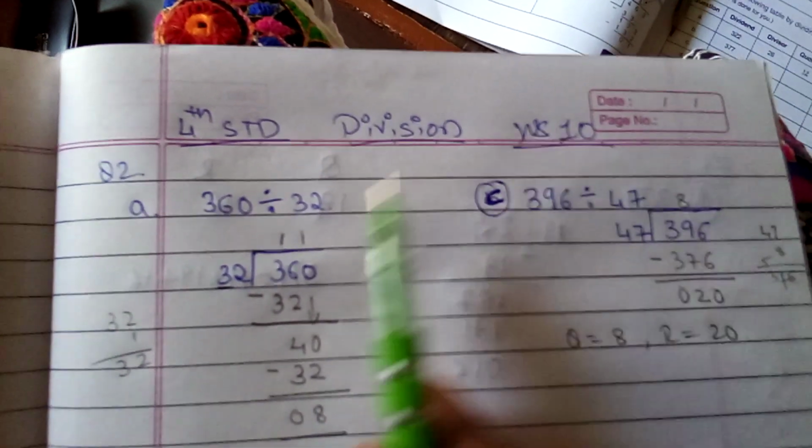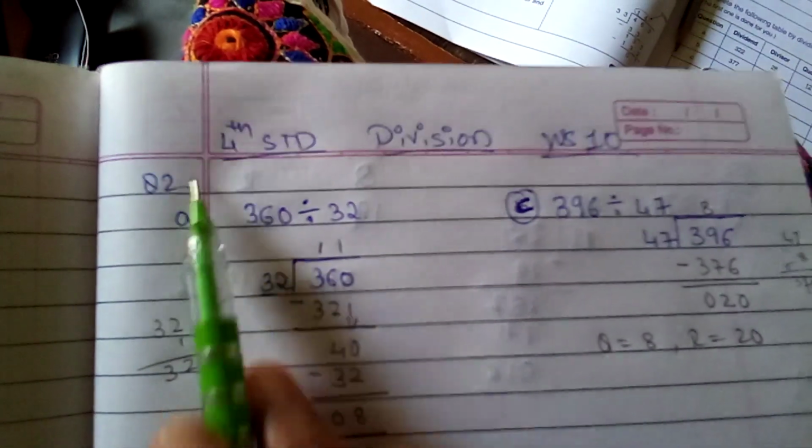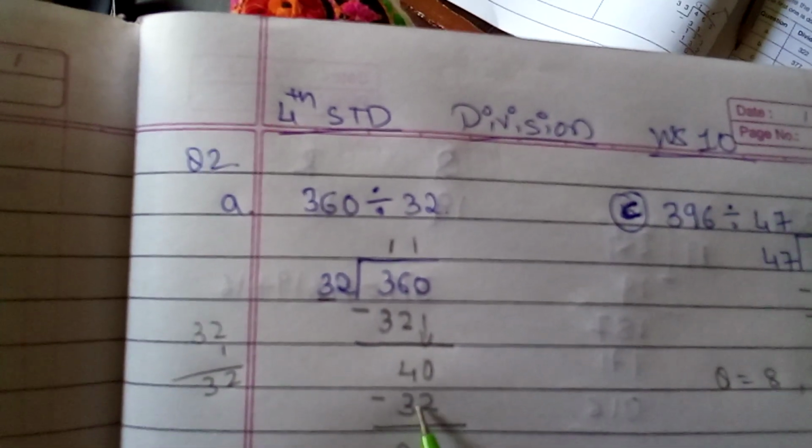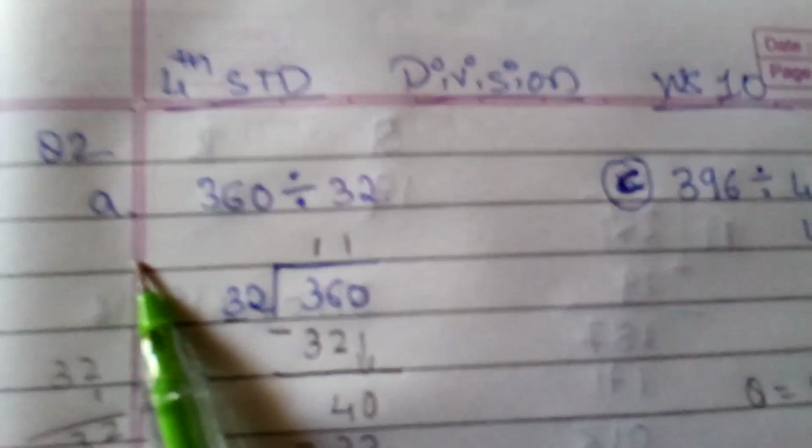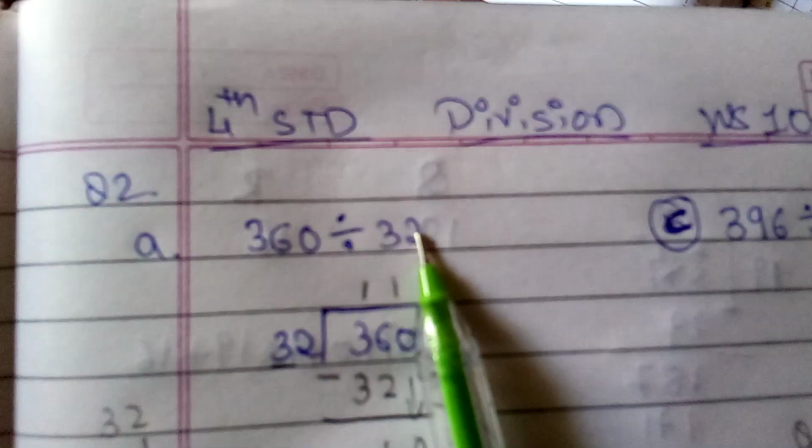Today's worksheet number 10, division sums. Main question 2. Solve the following in your notebook and write the division equation. This is your main question. The first one I will tell you: 360 divided by 32.